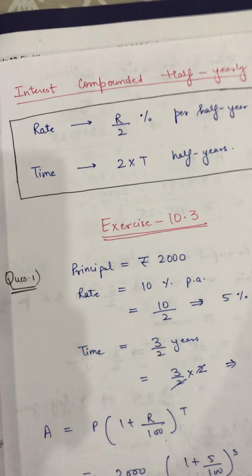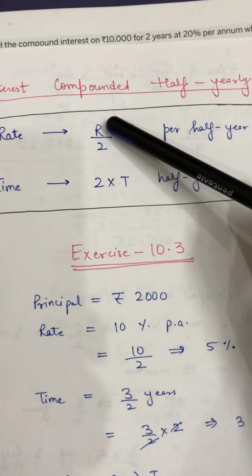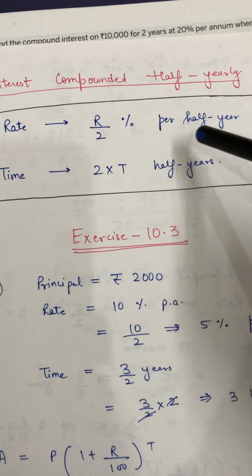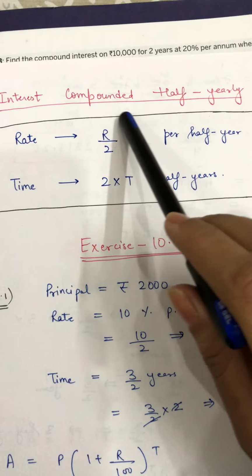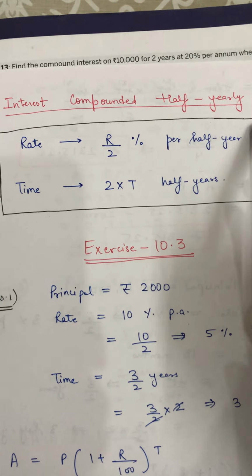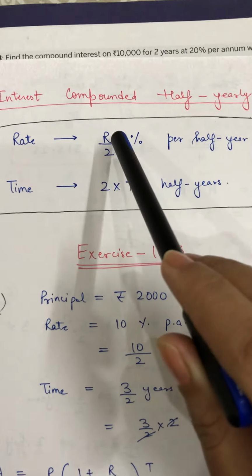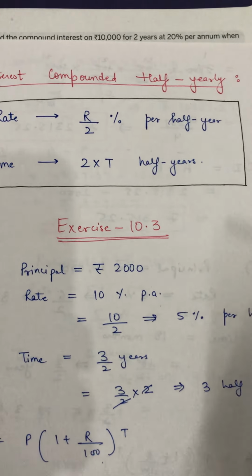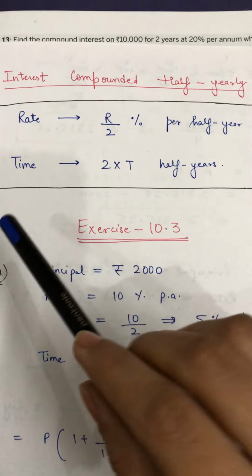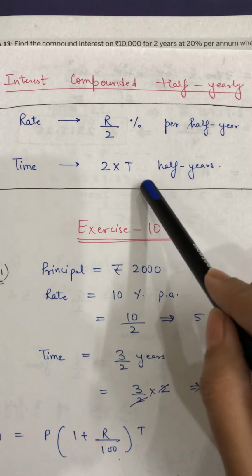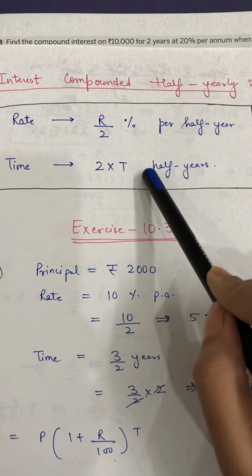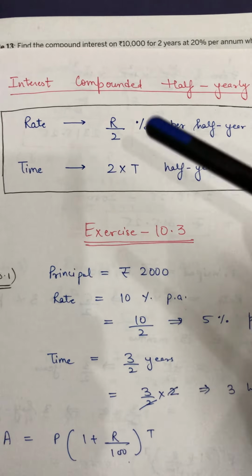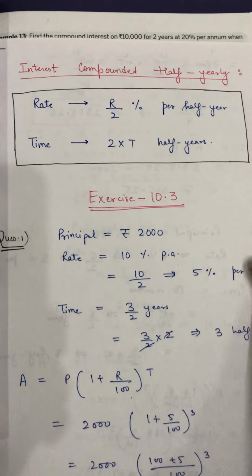Suppose the rate given to you is 10% per annum. You have to make that rate per half year because you are finding the interest half yearly. So by dividing by 2 you can make your rate half yearly. And the time you have to multiply by 2, then only the time will be in half years. So these two steps you have to follow in the beginning.